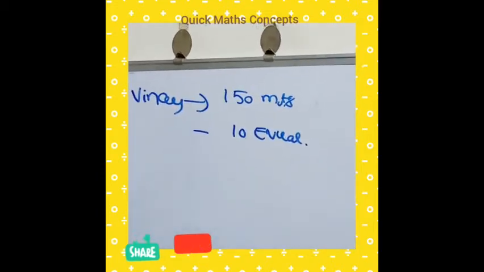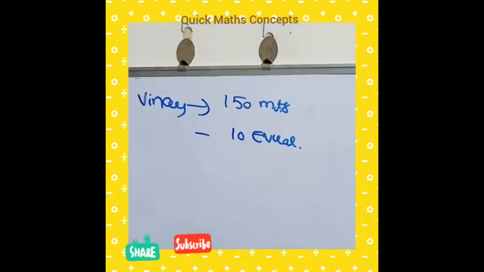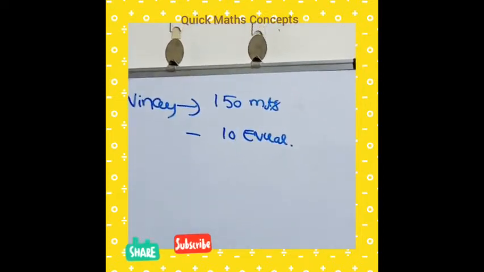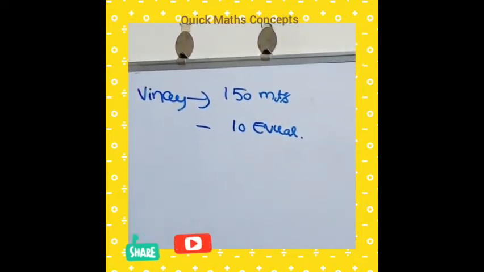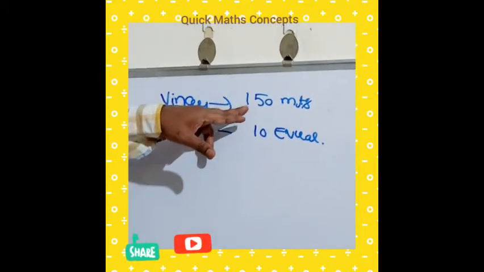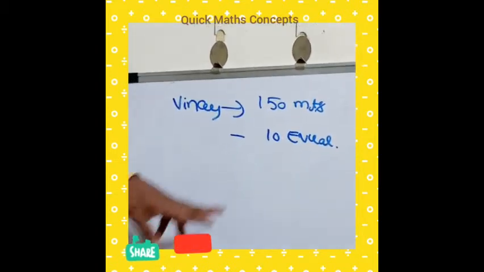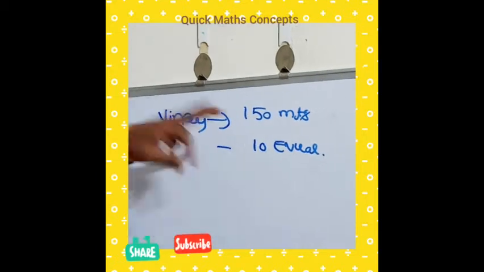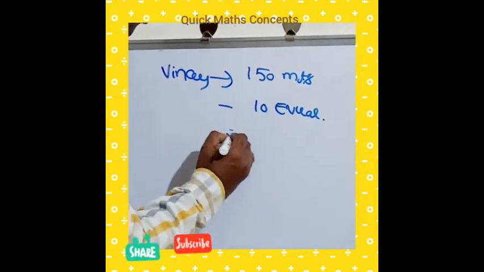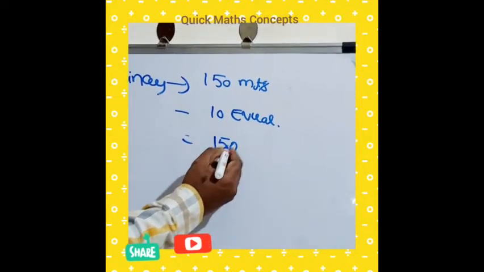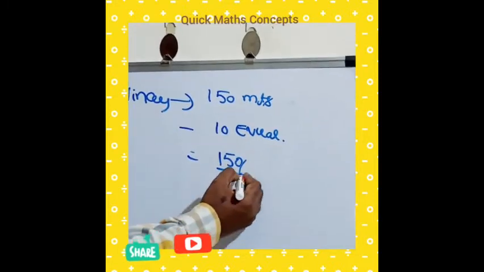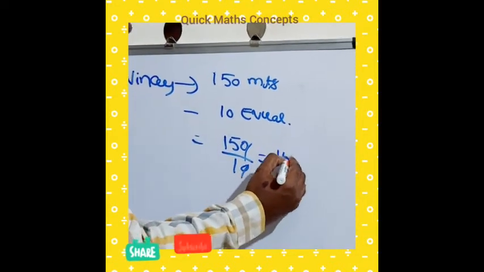Okay, so the simple thing is that to solve this problem in less than 10 seconds, you need to know the divide logic. Because the length of the thread was given already, 150 meters, and how many parts were divided? 10. So the simple method is 150 divided by 10. The 0 and 0 get cancelled. How many meters? 15 by 1 is equal to 15 meters.